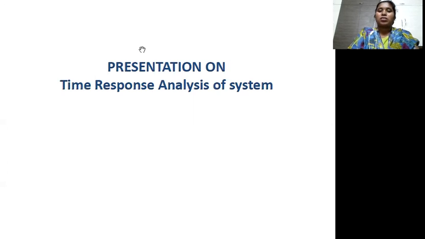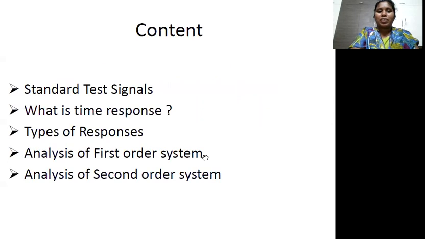So, coming to the next unit, that is time response analysis. In this session, I want to discuss the time response analysis of the system. The contents are: what standard test signals we are considering, what is meant by time response, how many types of responses exist, and how we can analyze the first order system and the second order system.